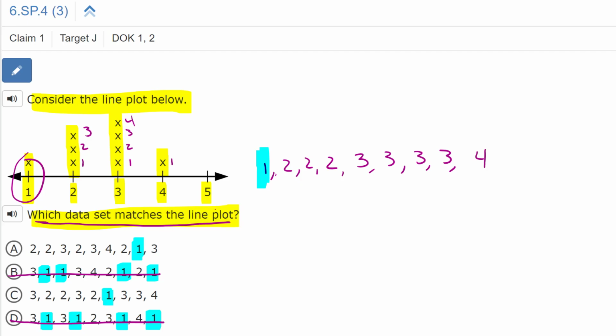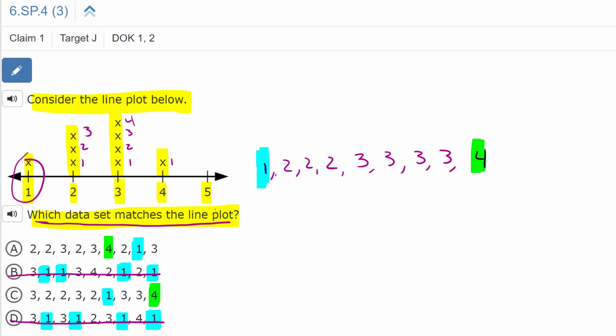Now I'm going to focus on the 4. I'm looking for a data set with only 1 4. So when I go through this data set, there's a 4. When I go to the data set for C, there is also only 1 4. So both of those still work.